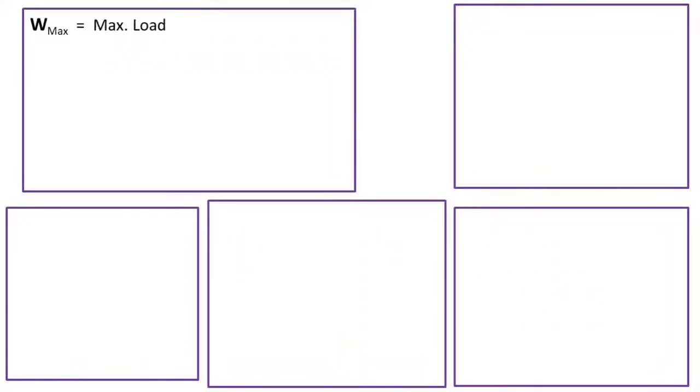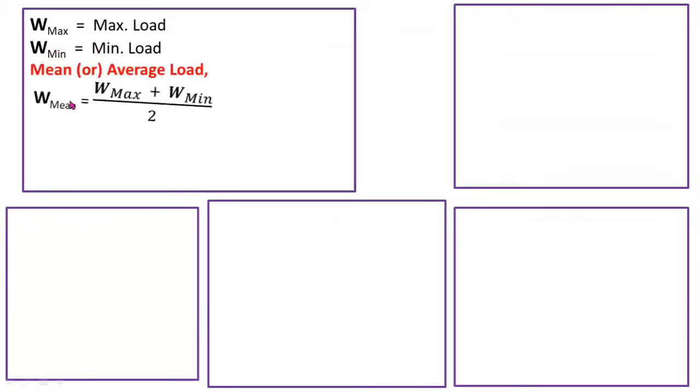Now, these are the formulas for mean and variable loads. W max is the maximum load and W min is the minimum load. Then the mean load or average load Wm equals maximum load plus minimum load by 2.